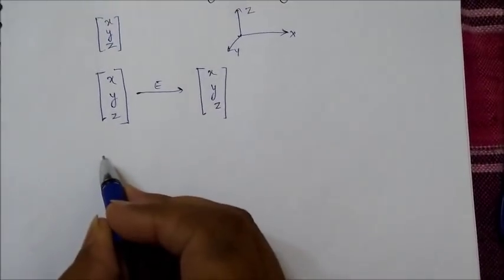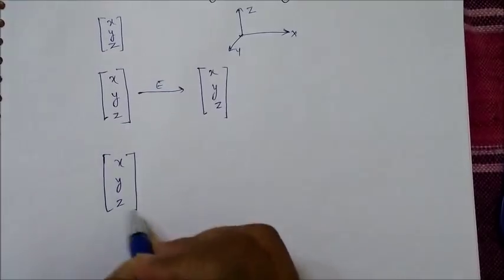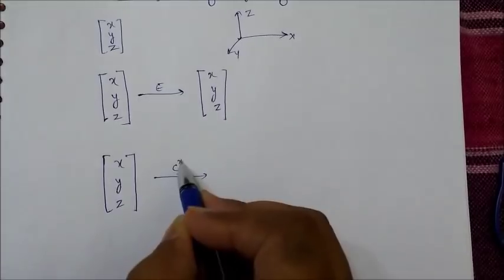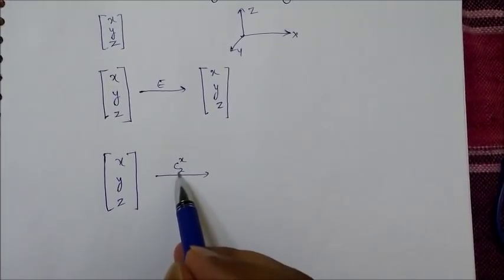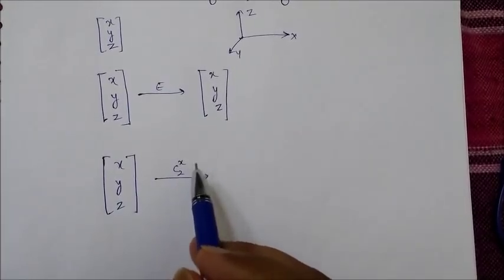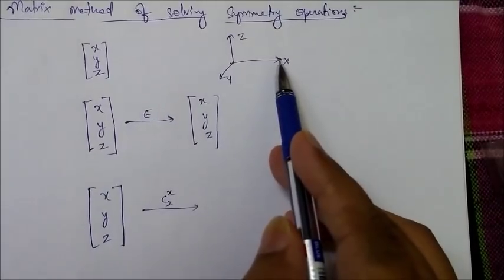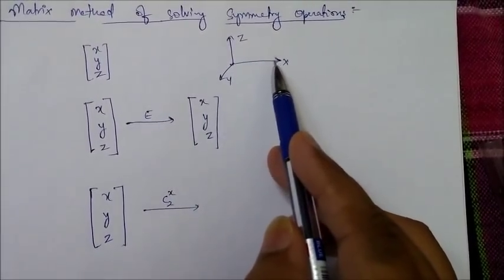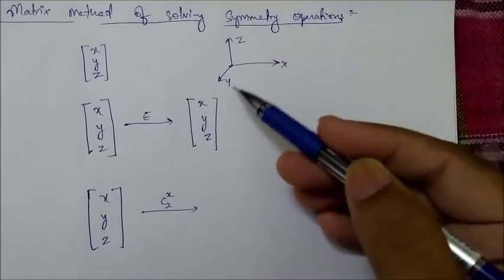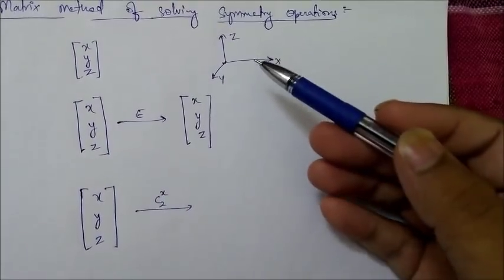Now let's do the next operation. If we do a C2 operation along the x-axis, what this tells is that we are doing C2 along the x-axis. What we are basically doing is fixing the x-axis and rotating the other axes by C2. C2 is a rotation of 180 degrees, so we are rotating the axes by 180 degrees.